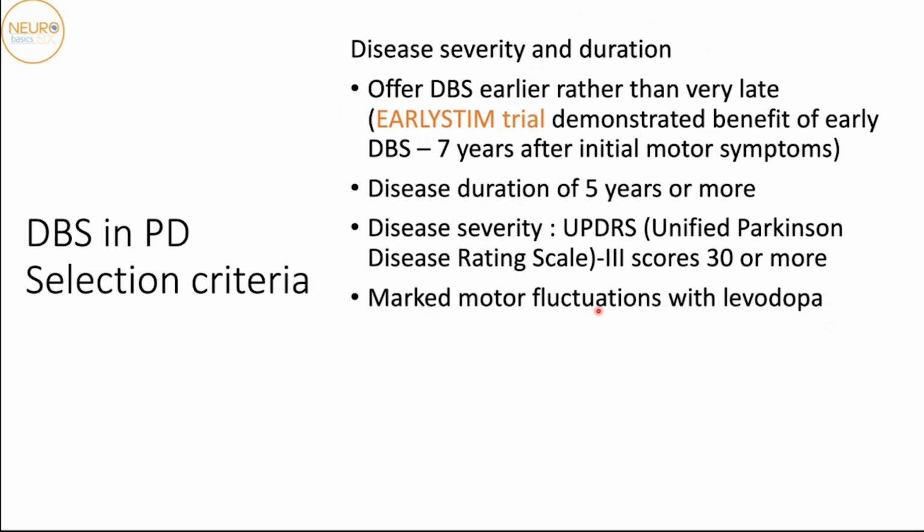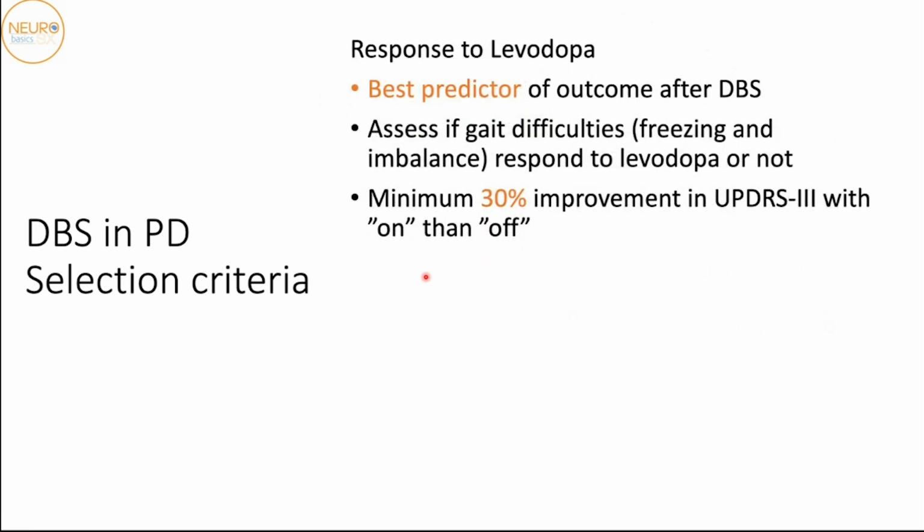There are two main indications for DBS in PD. One of them is marked motor fluctuations, and the other one is refractory tremors. A very important predictor of response to DBS is the response to levodopa. It is actually the best predictor of outcome after DBS. If a patient responds well to levodopa, they're very likely to respond well to DBS as well.